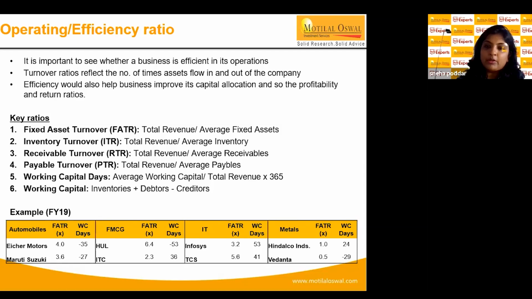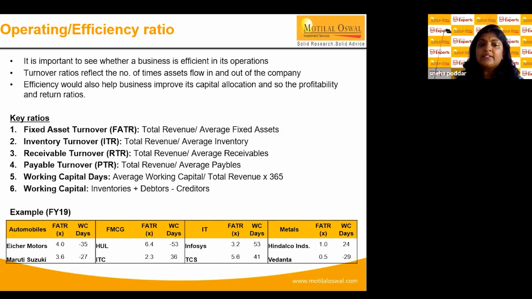Now, what is working capital? Working capital is inventories plus debtors minus creditors, so nothing but current assets minus current liabilities, in very layman language. So total revenue by the current assets minus current liabilities will actually tell us how quickly the revenue gets generated from your working capital. The higher the ratio, it means that less money is blocked in my working capital, and I'm able to churn it very quickly.